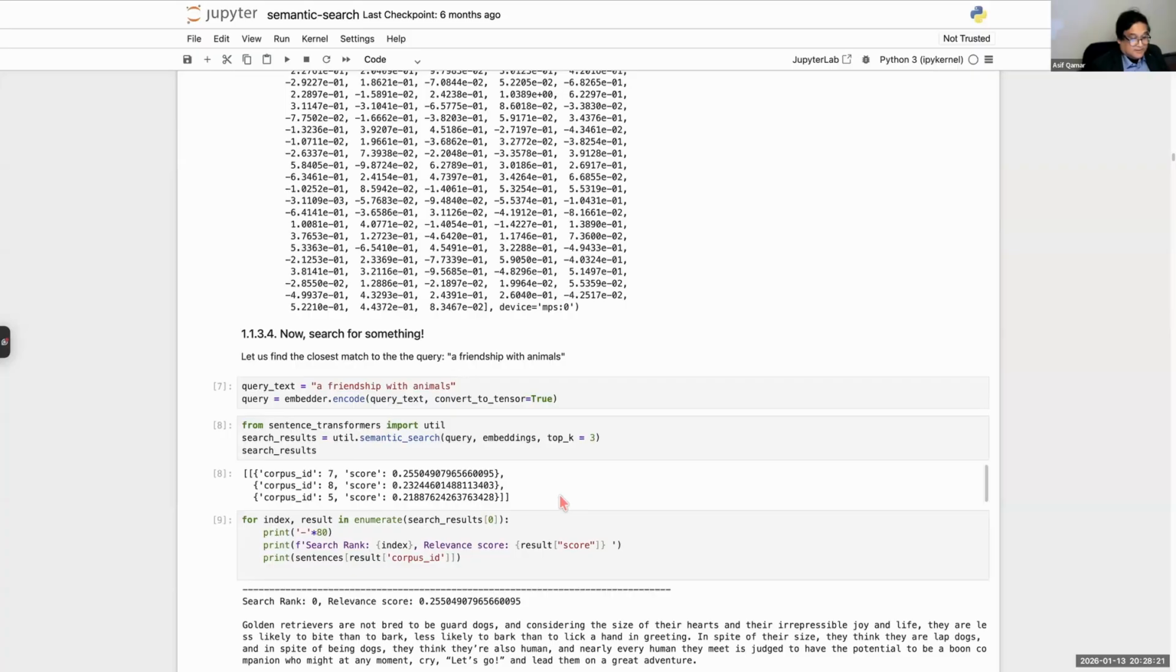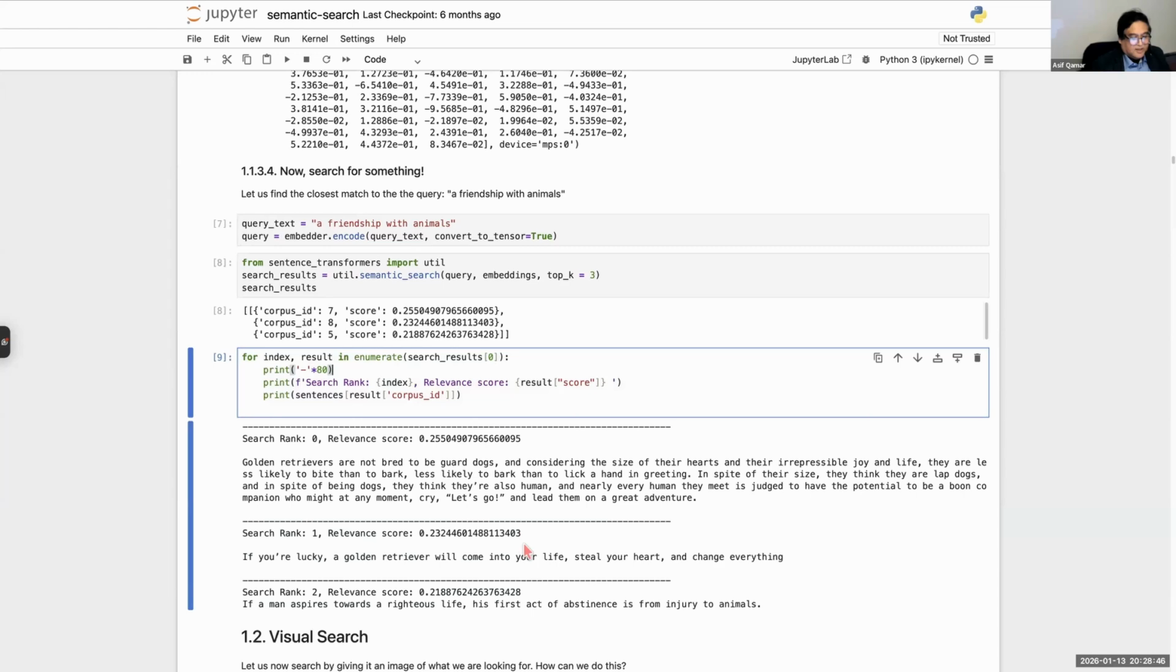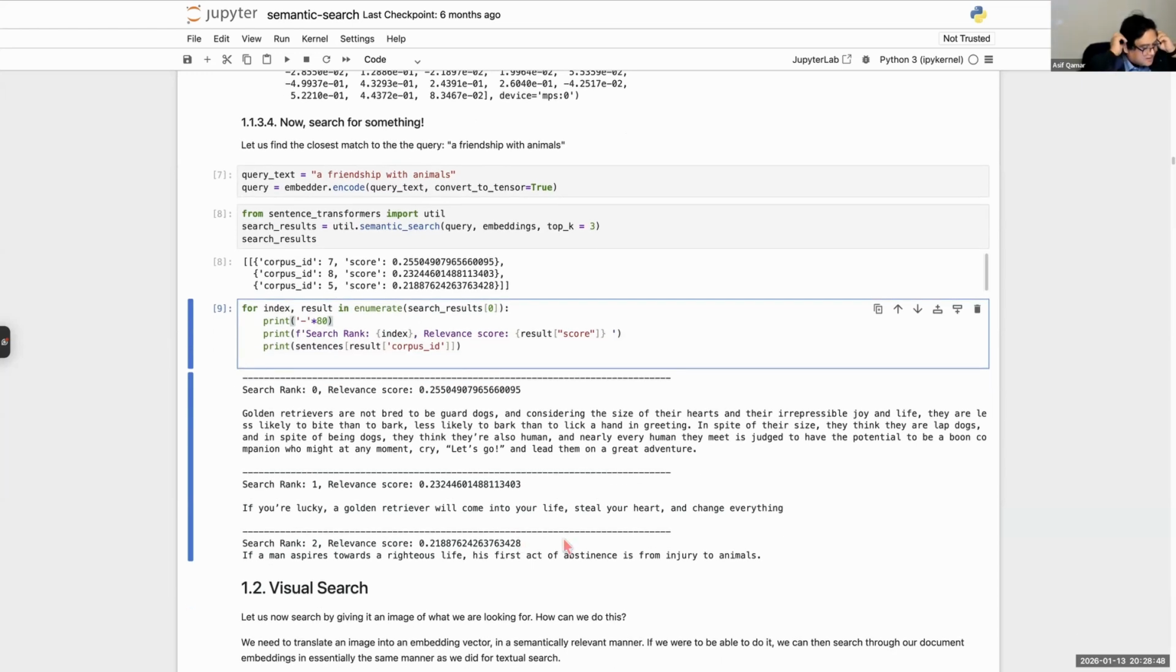Let's see. I gave the query a friendship with animals. Right? So you use the embedder to turn it into a query vector. I should have said query vector. And then what do I do? I compare it to the embeddings and find the top 3 nearest neighbors. And let's see what they come out to be. I get pretty good similarity scores, and let's look at those scores.